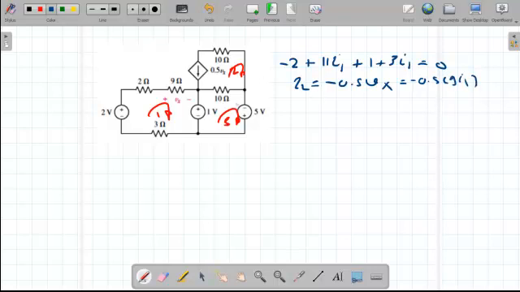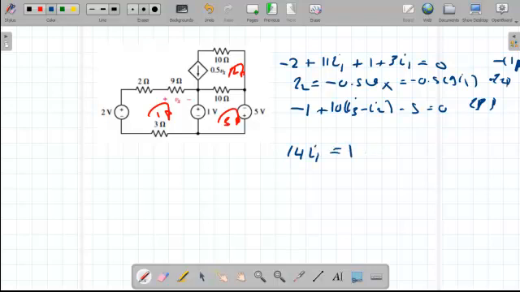The third equation, we can use mesh 3: -1 plus 10 times I3 minus I2 minus 5 equals 0. So 1, 2, and 3. We can see from the first equation that I1 is given, so we do not need to solve all the equations. From here, I1 equals 1 over 14.